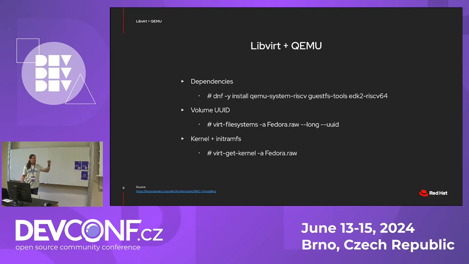The second thing that you will need is to extract the kernel and the initramfs. Again, a simple command, virt-get-kernel. It will extract it into the current directory that you are in.